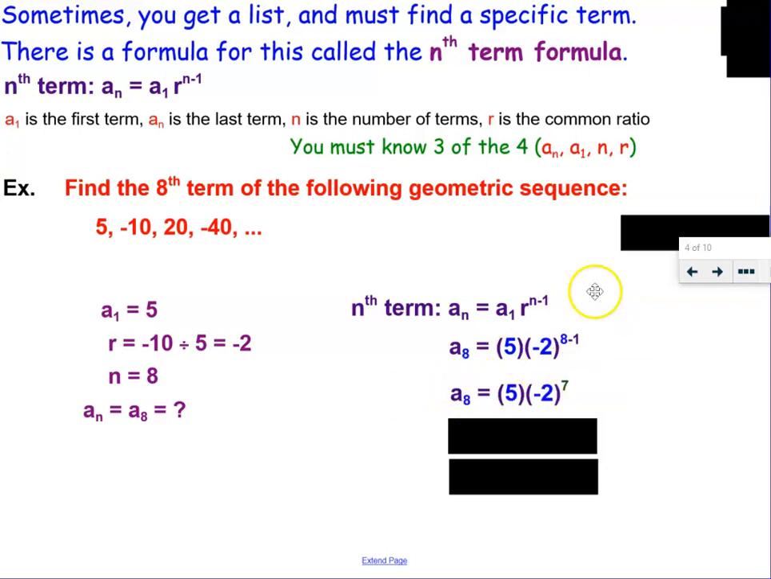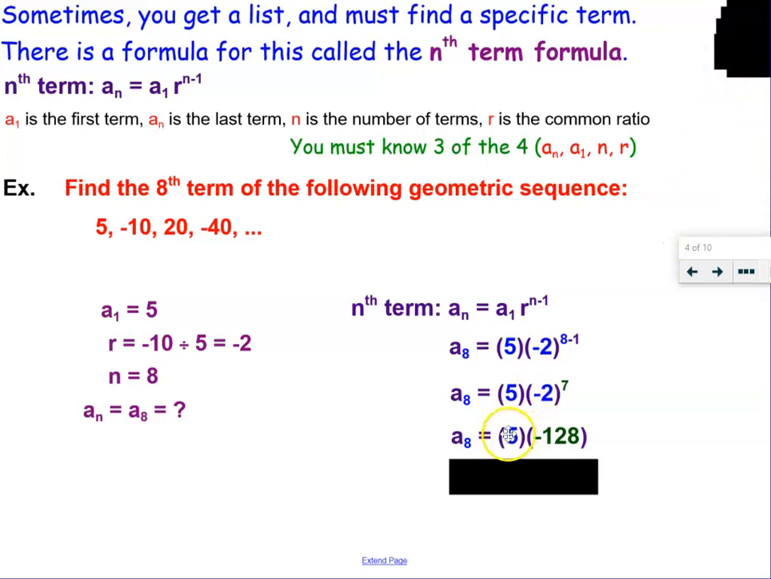I'm going to simplify it. 8 minus 1 is 7. Then I do -2 to the 7th power, and you get -128. Then I multiply 5 times -128 to get -640, which is our 8th term.